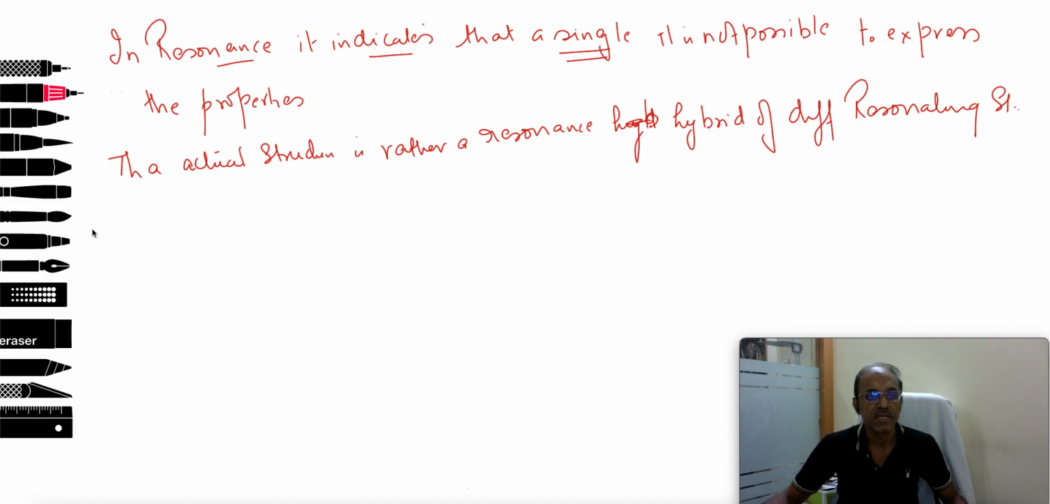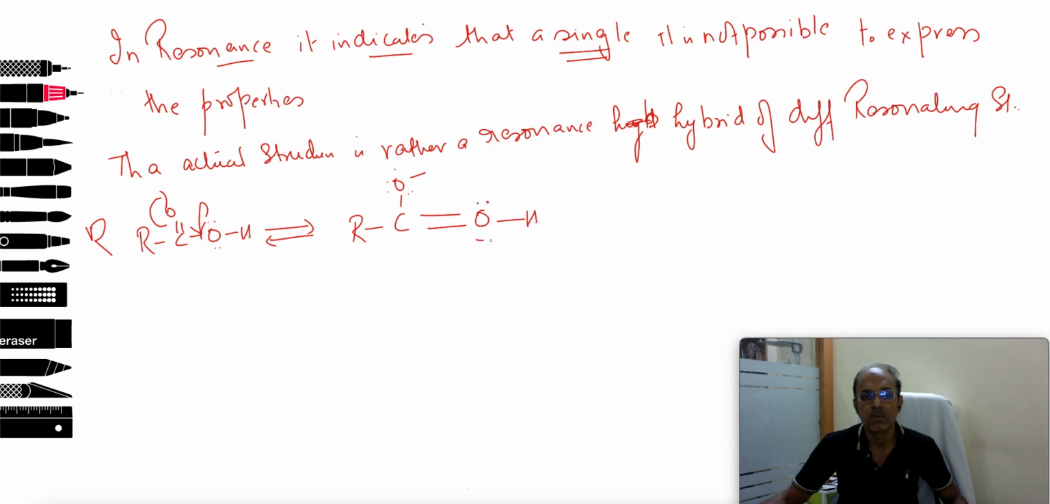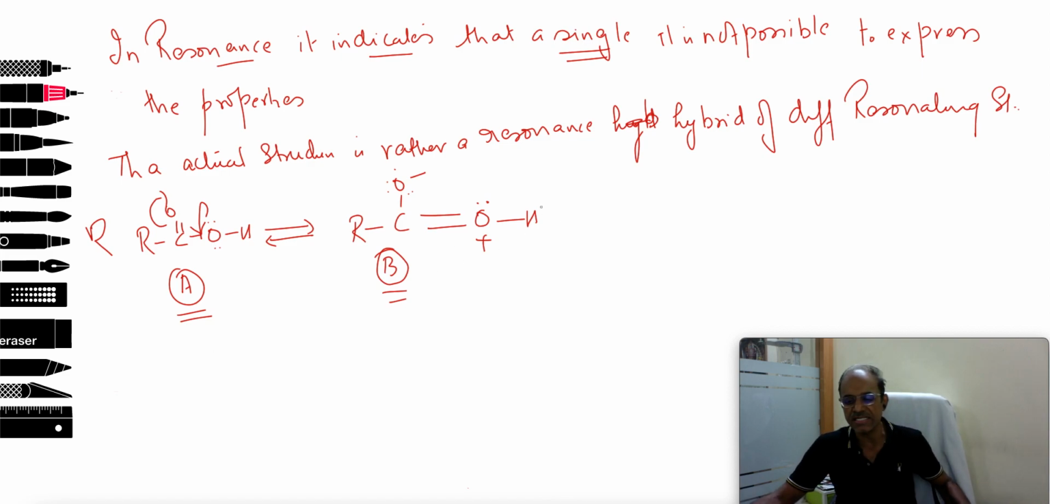For example, as we had seen, R C double bond OH. Fine. So this is one structure, this is other. So these are A and B, both are two resonating structures, but none of a single structure, either A or B, can express the properties of a particular acid. So if I want to have an actual structure of carboxylic acid, then it will be a resonance hybrid.